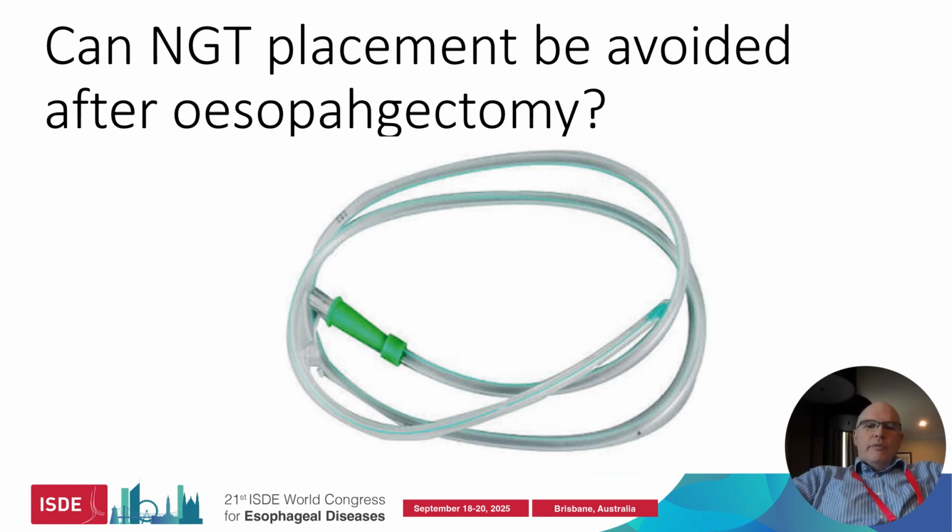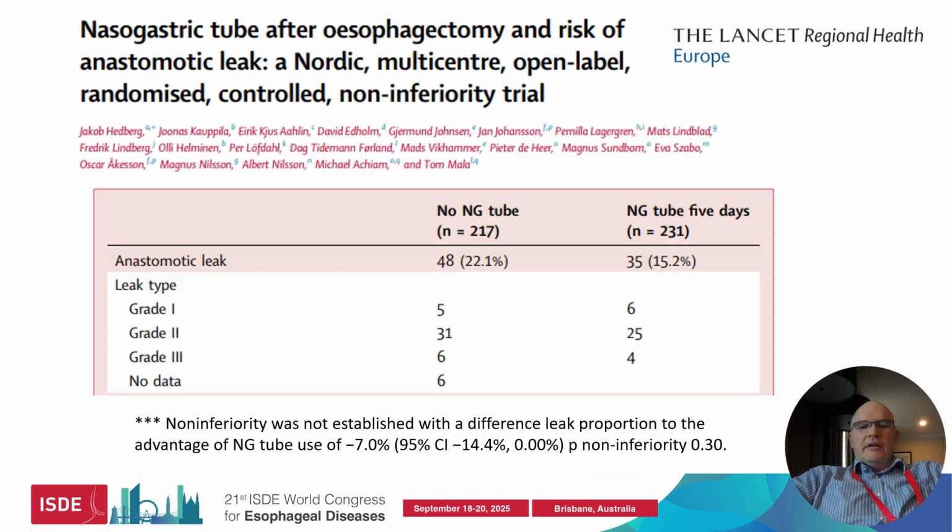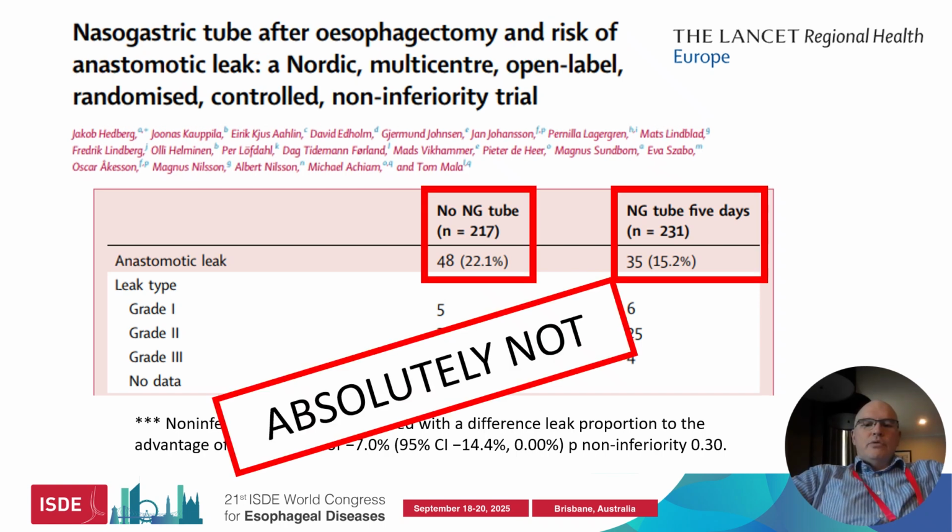I just wanted to make a quick comment about can we avoid NG tube placement after esophagectomy, and the answer from the Nordic group's multi-centre randomised non-inferiority trial is definitely not. Rates of anastomotic leakage were 22.1% if NG tube was avoided, and down to 15.2% with NG tube decompression for 5 days. So please make sure you leave an NG tube to decompress the conduit.